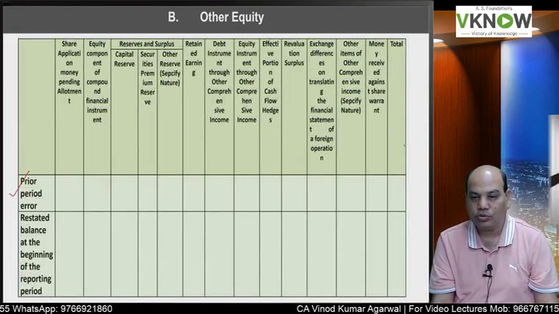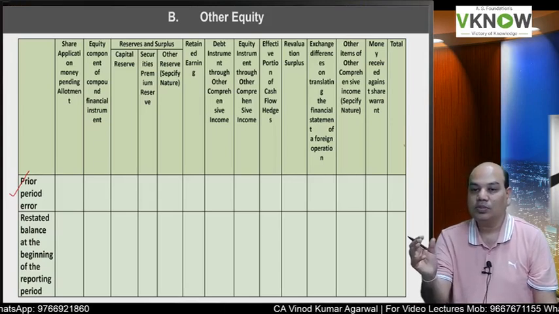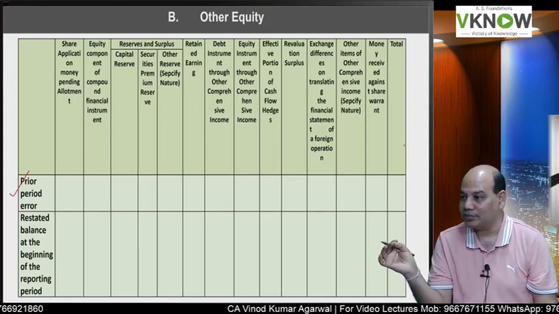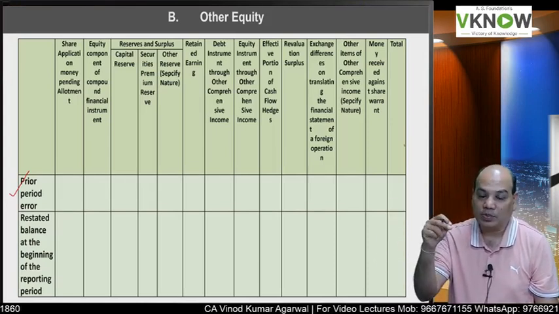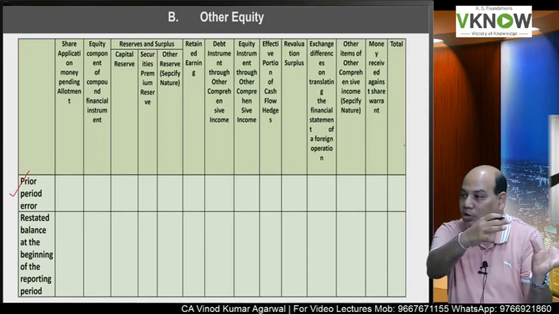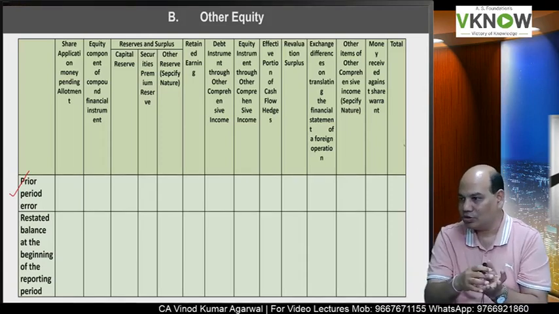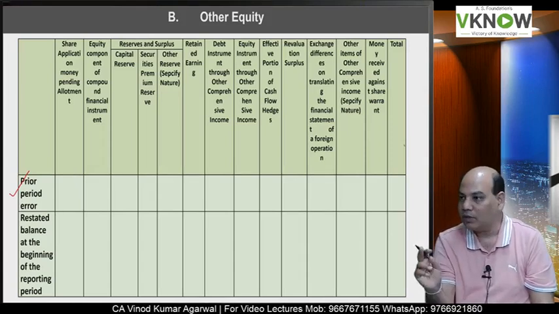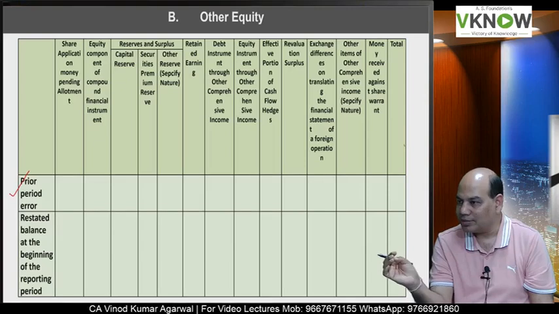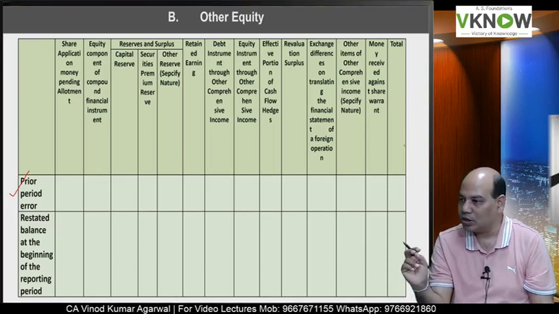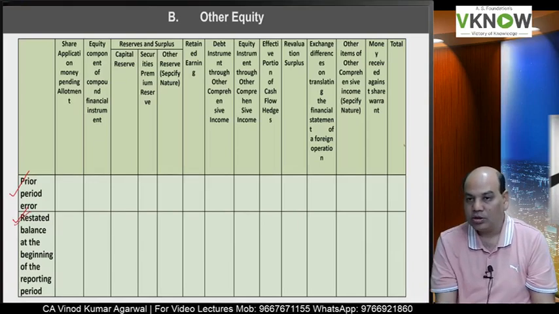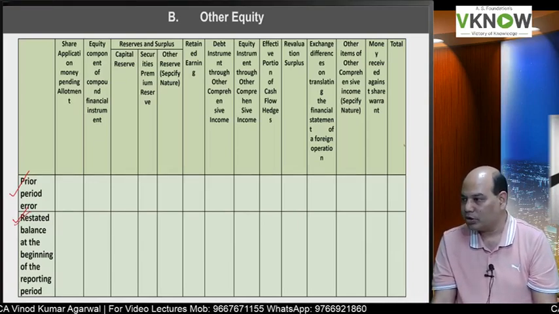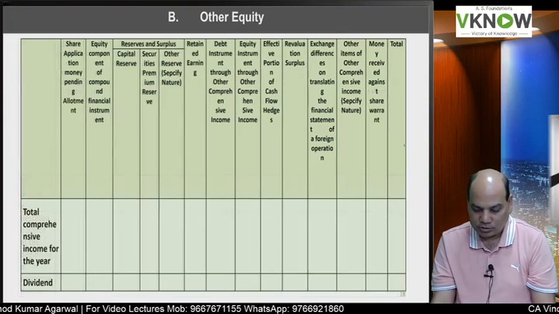Similarly, I just now told you, if there is a mistake or error or omission, which we call prior period item, you have to do retrospective application, and because of that, how much will your reserve change? That you have to adjust in the opening balance. And after rectifying your prior period item and retrospective change in accounting policy, you will call it restated balance at the beginning. So revised opening balance. It is called revised opening balance.